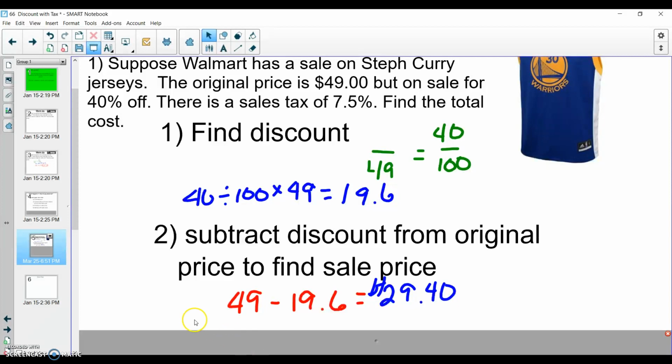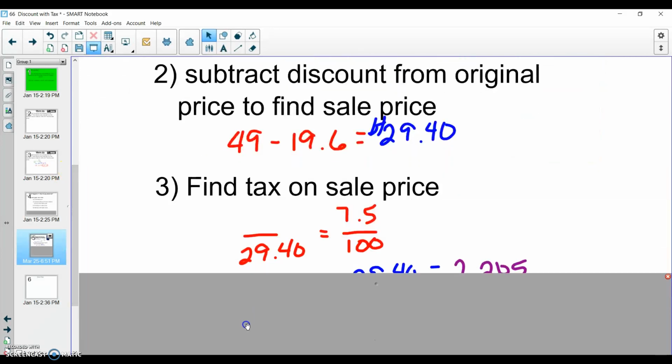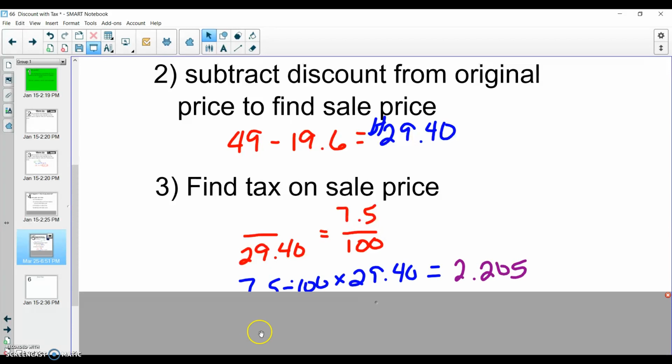Now notice here how I didn't just say 19.6, the answer is 29.4, because we're talking in terms of money. And so we have to make sure that we have money in the hundredths place. So your sale price is now $29.40. But like I said, we need to find the tax cost on that. So then what you've got to do is find the tax on the sale price.